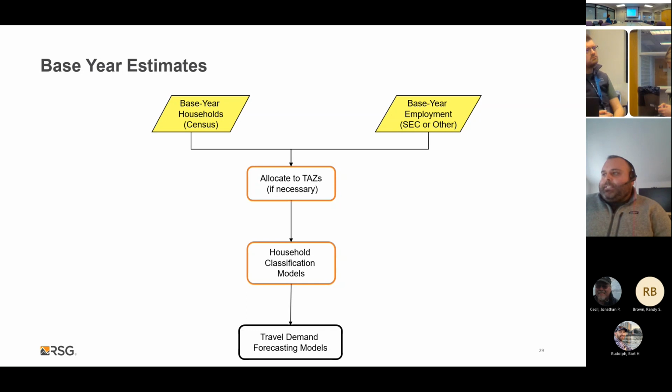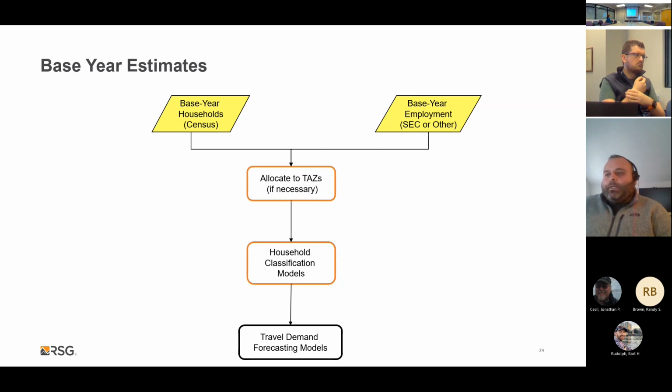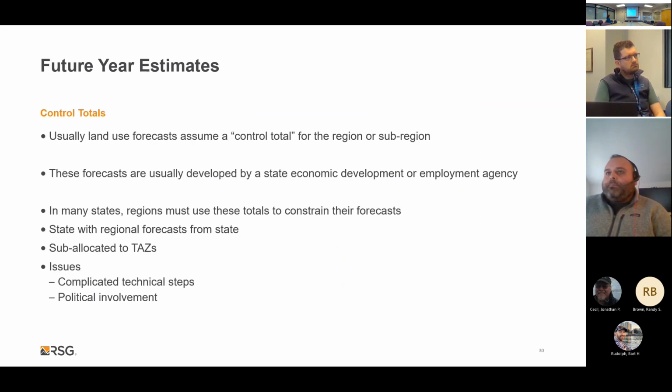Data must be formatted specifically for use in travel demand forecasting models and should be distributed into the TAZs. Here you can see we take our base year households and our base year employment data and allocate it to the travel analysis zones. Then we use various household classification models to take that information and produce the different markets that we need for the travel demand forecasting models. We'll talk about that later, because AMATS has a fairly sophisticated household classification model for how it determines the various markets in the travel demand model.